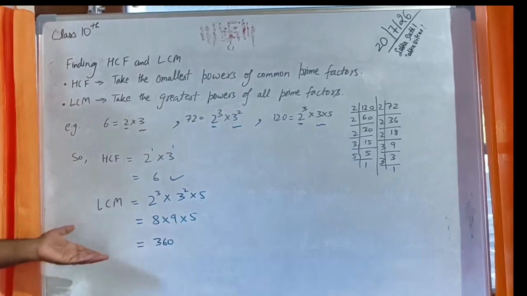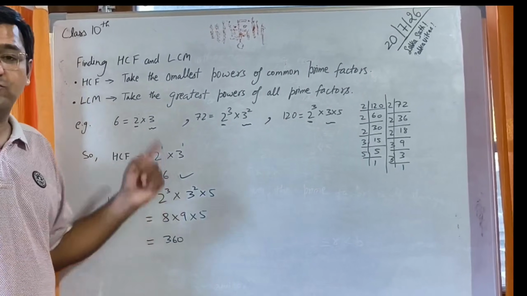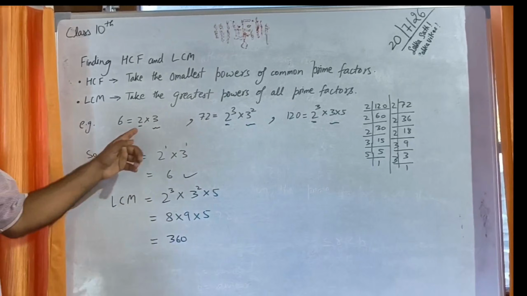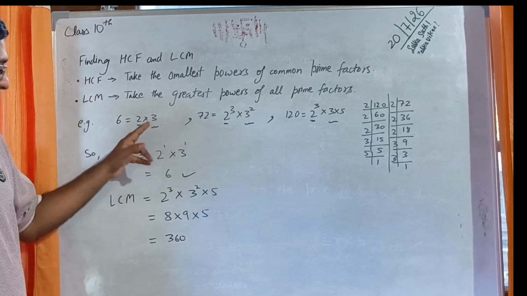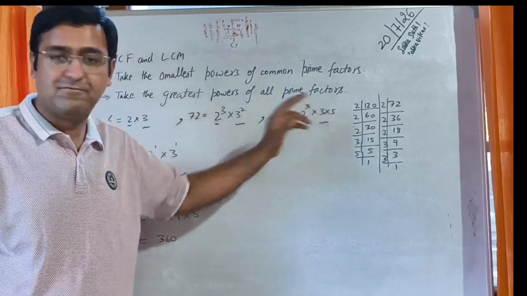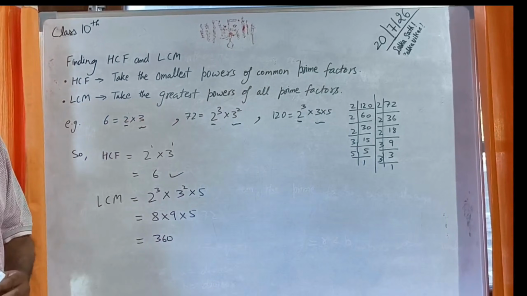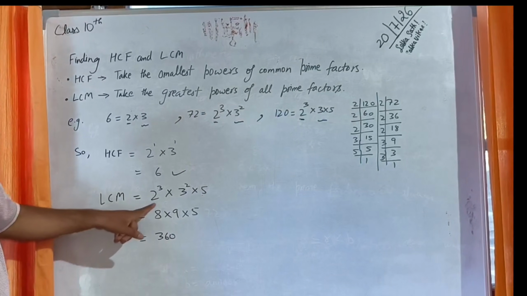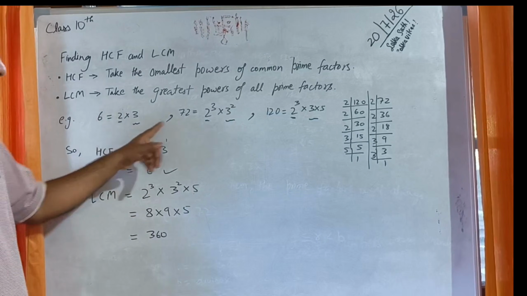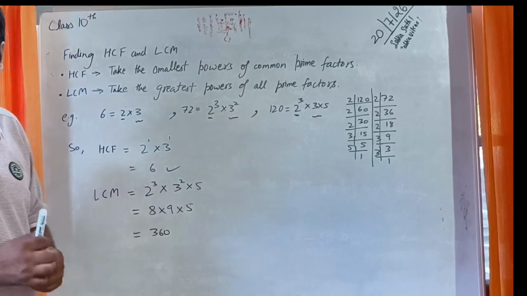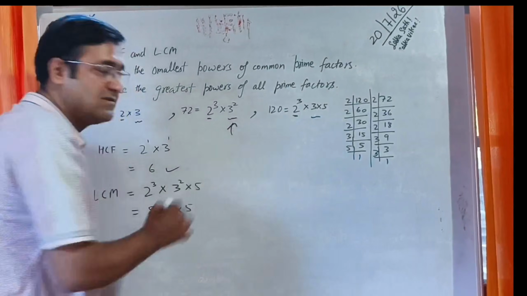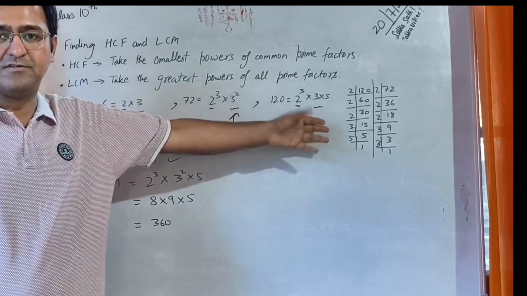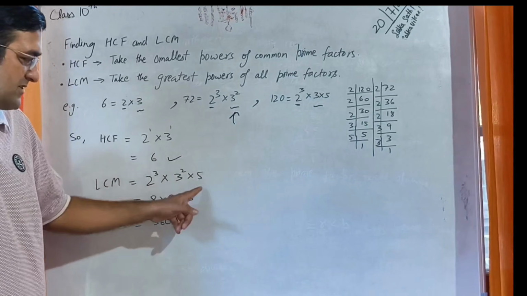So similarly, we'll find LCM also. In case of LCM, we have to take the greatest power of all the prime factors. So let us see. We have got prime factors as 2, 3 and 5. What is the highest power of 2 in all of these? The highest power of 2 is 2 raised to power 3. So we are taking 2 raised to power 3. What is the highest power of 3 in all of these? The highest power is this one, 3 square. So we are taking 3 square. And then 5 is alone in this one, so we'll take it as it is.